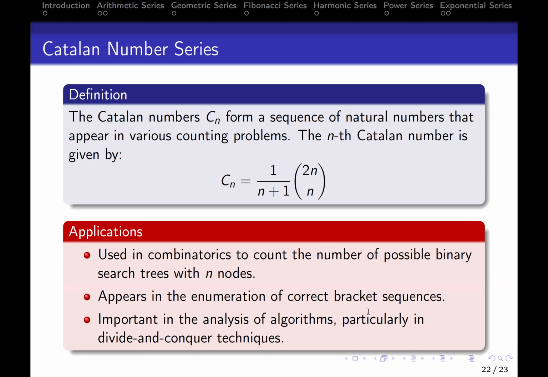The nth Catalan number is given by Cn equals 1 over n plus 1, multiplied by 2n choose n. As for applications, they are used in combinatorics to count the number of possible binary search trees with n nodes, and they appear in the enumeration of correct bracket sequences. They are important in the analysis of algorithms, particularly in the divide and conquer technique. We saw a bit of that even under the applications of generating functions.